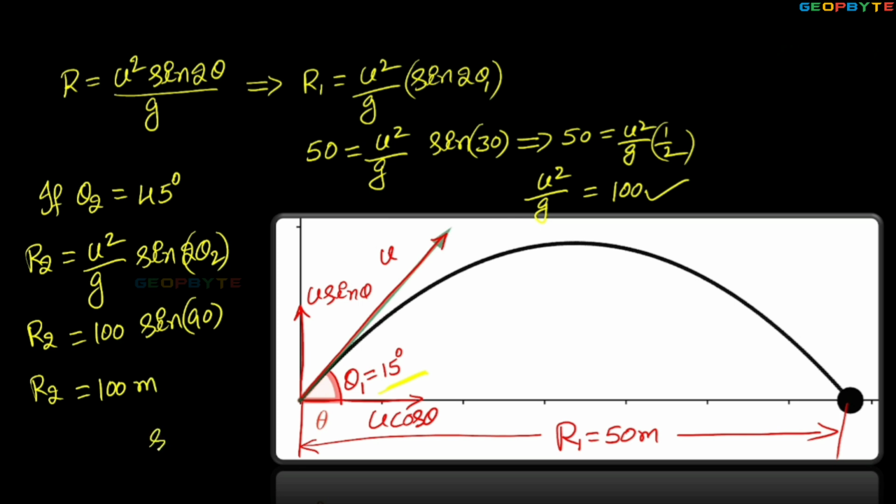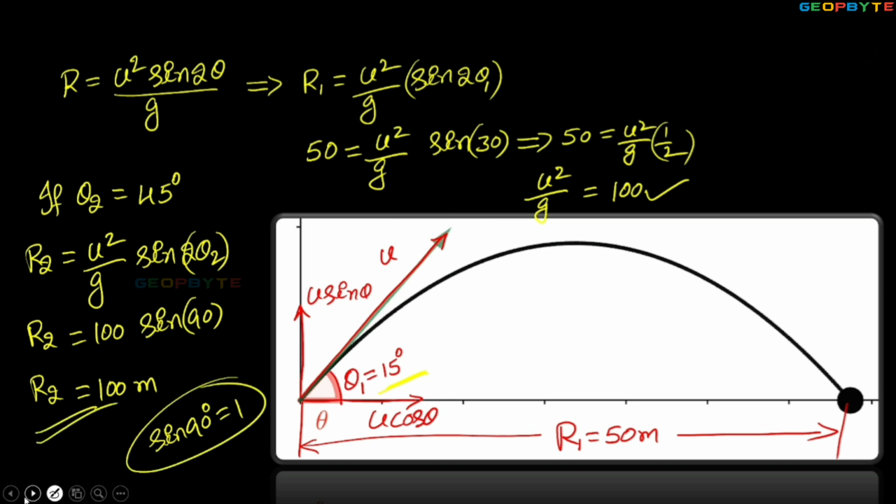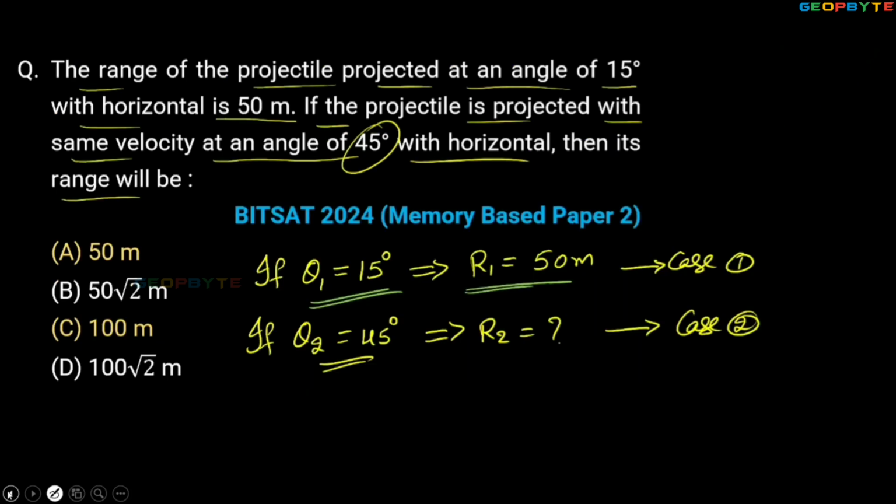Sine 90 degrees equals 1. So R2 equals 100 meters. Look at the options. Option C is absolutely correct. Understood clearly? Yes.